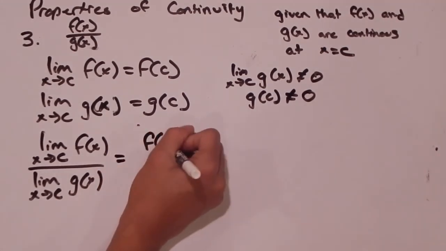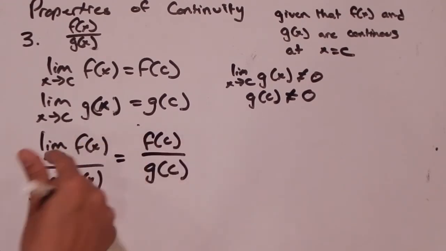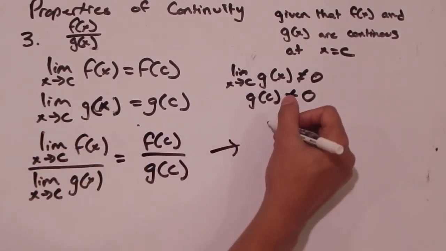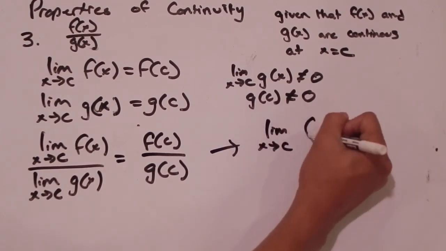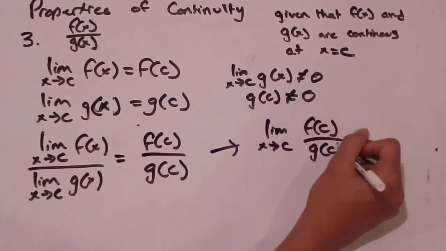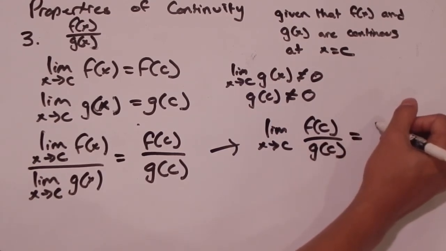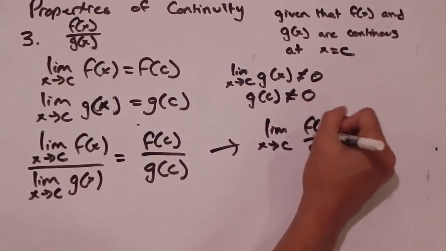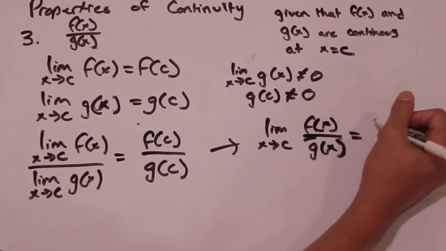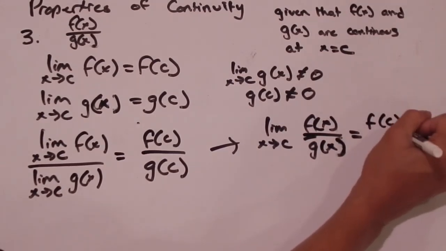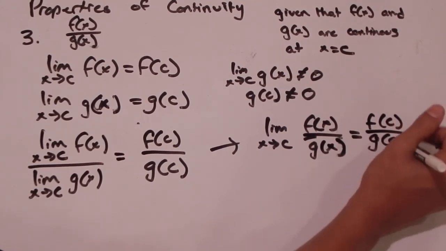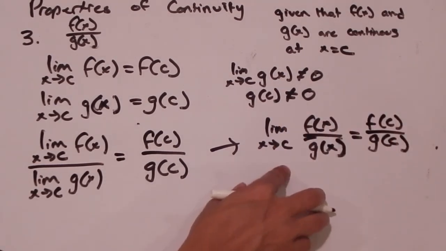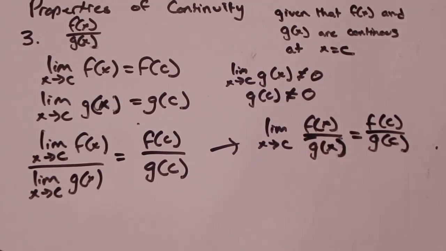And when we make that stipulation, we can use our quotient property with limits and rewrite this as the limit as x goes to c of f of x over g of x, and we know that that is equal to, based on our quotient property, f of c over g of c. And that shows that the limit as x goes to c of the function f of x over g of x is equal to f of c over g of c, meaning, of course, that f of x over g of x is indeed continuous at c, like we set out to prove.